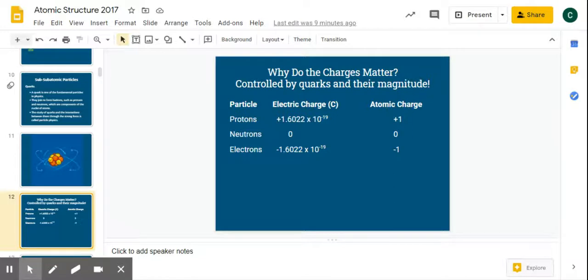Charges are important. They are controlled by quarks and their magnitudes. The numerical electric charge is insignificant for us, but I do want you to recognize at this point that they all have a specific charge. Protons are +1, neutrons are 0 because they're neutral, and electrons are -1. All that really has to do with is the exact opposite of the charges, measured in coulombs, of your subatomic particles. And the neutron has no Coulombic charge, so that's why there's no atomic charge as well.